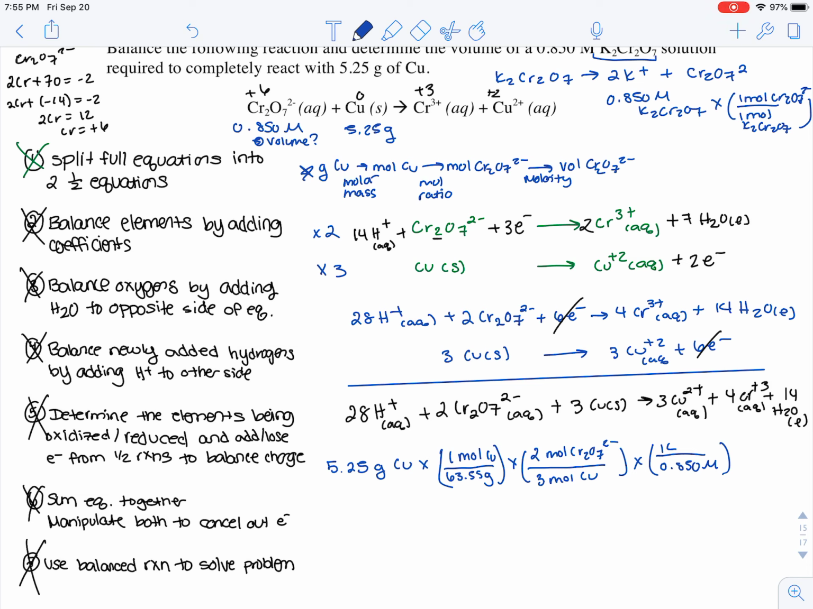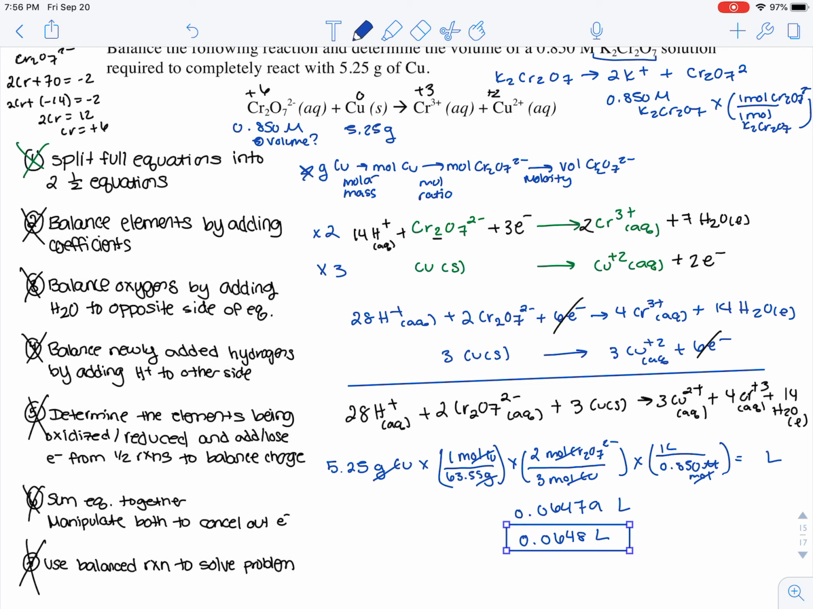And even before plugging it in, I can always double check. The grams will cancel. So 5.25 divided by 63.55 cancels out your grams of copper, times your mole ratio, cancels out your moles of copper, and then divided by the molarity, cancels out the moles here. This should be moles. And you're left with liters. So you did it right, and plugging that all in gives you 0.06479 liters. We have 3 significant figures, so 0.0648 liters is the answer.